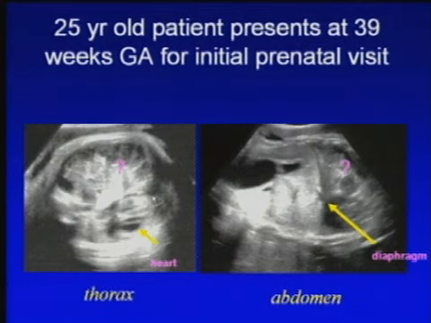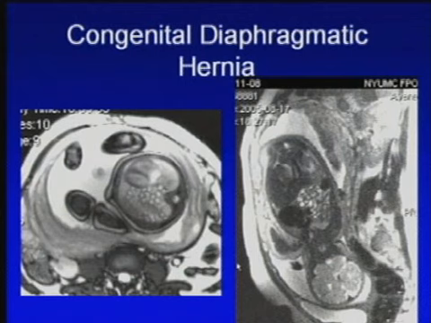As soon as we started to scan her, we saw it was very abnormal. We saw that the fetal heart was shifted way over to the right side of the thorax, and then in the left thorax there was this large complex mass which looked like bowel. We saw that there was basically no bowel below the diaphragm, and we felt that this was consistent with a congenital diaphragmatic hernia.